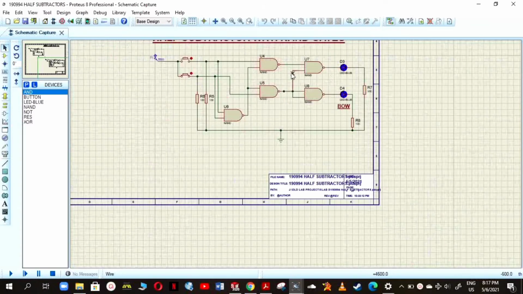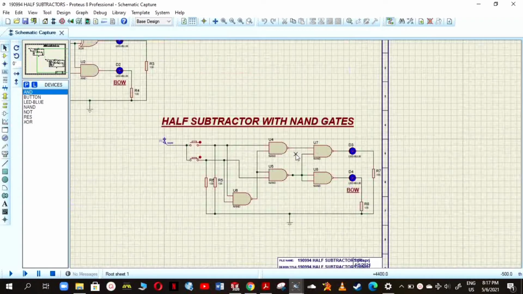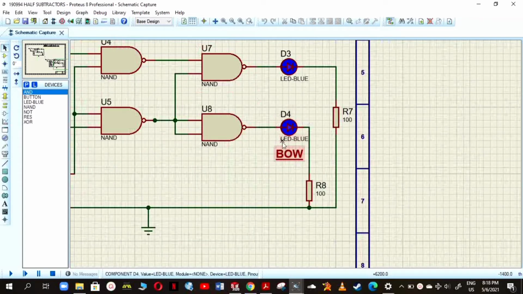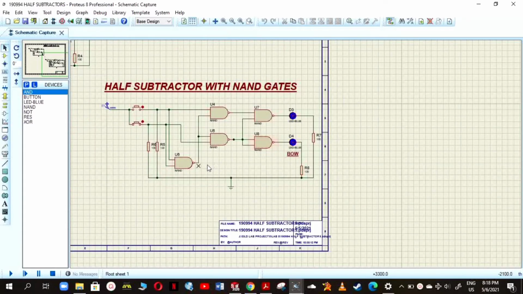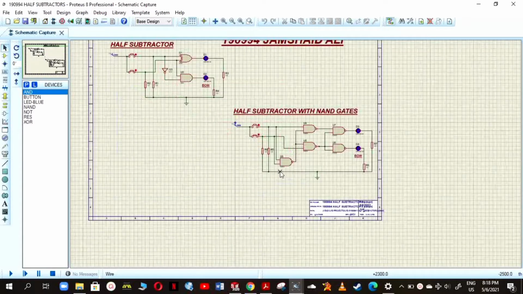So this is the circuit constructed using NAND gates. Now you can see here, I'm also using 5 NAND gates. The first and second NAND gate outputs are connected as inputs to the third and fourth NAND gates, and these gates show us the output with the help of LEDs. If this LED blinks, it shows us we are borrowing 1, and if this LED shows, we are subtracting 1. Here I use resistors and grounded them.